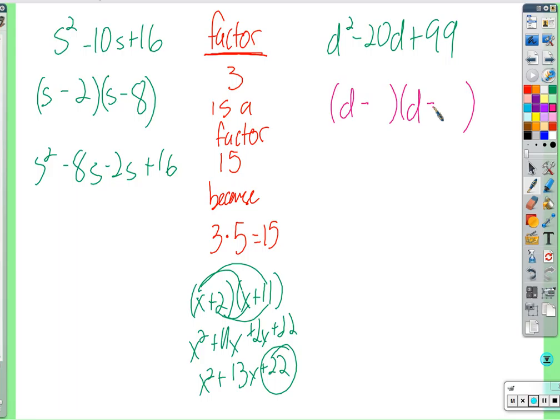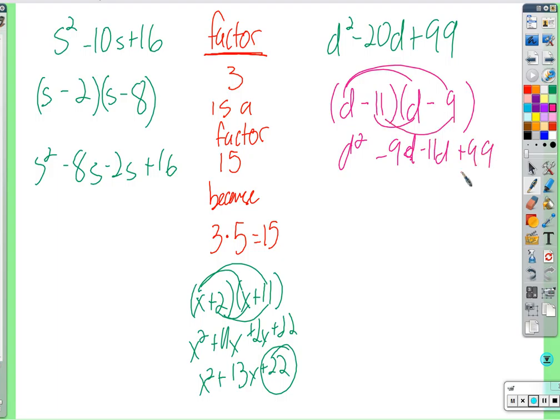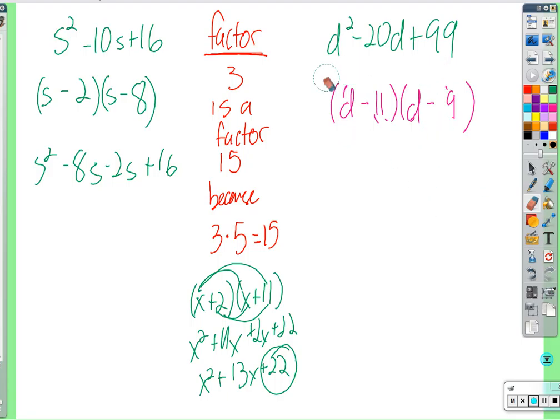Yes? Negative 11 and negative 9. I gotta double check that. D times D is D squared. D times negative 9, D times negative 11D, positive 99. They do add together to make negative 20. That's 99, okay? Now that we checked it, we can see how great it works out. It's back up to here. We did it, we factored it.